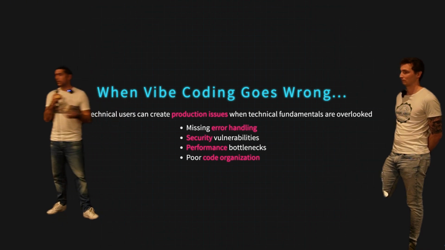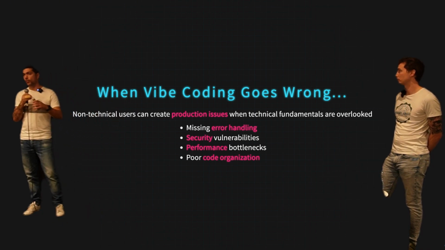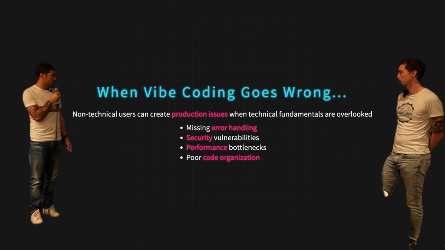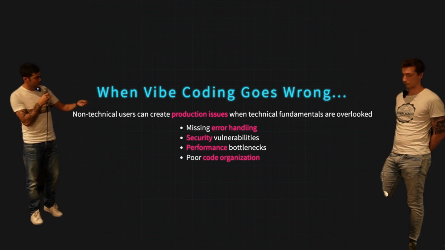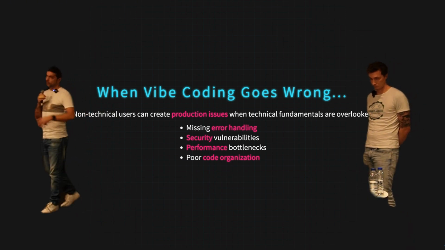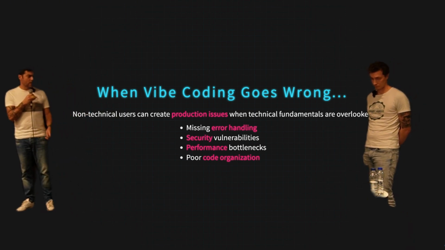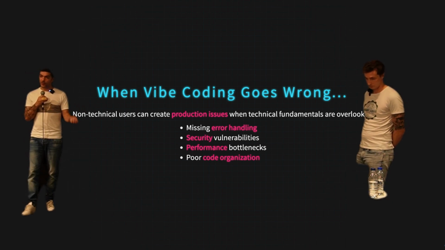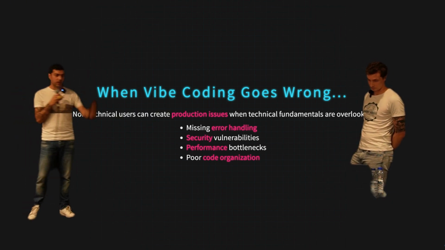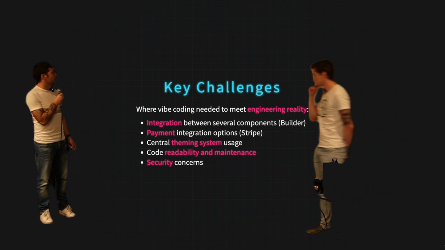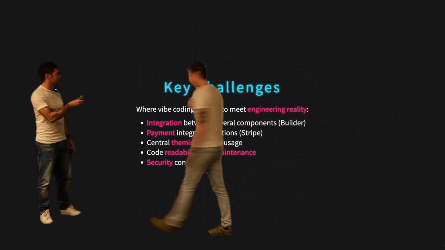Performance bottlenecks. This was not out of the box. Every time we wanted more performance, we had to do it ourselves. Poor code organization, basically not scalable. Vibe coding is great to create POCs, but as the code base evolves, it's a nightmare. Basically, AI duplicates code and all of that. So, yeah.